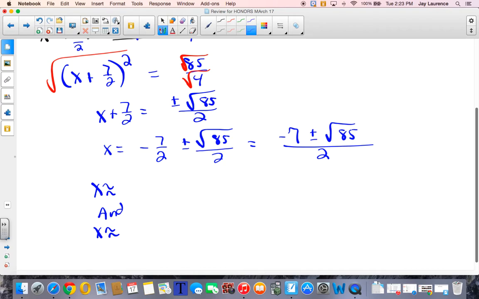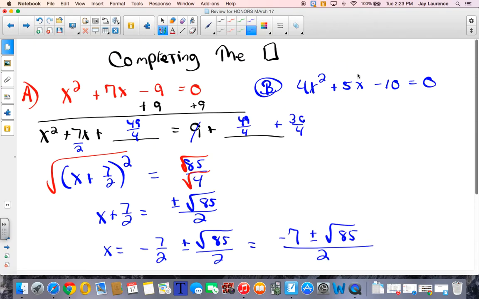So let me see here. Negative 7 plus square root of 85. And I'm going to divide it by 2. So I'm going to get approximately 1.11. And then when I do negative 7 minus square root of 85 divided by 2, I'm going to get approximately negative 8.11. And there you go. All right, so I just solved by completing the square.